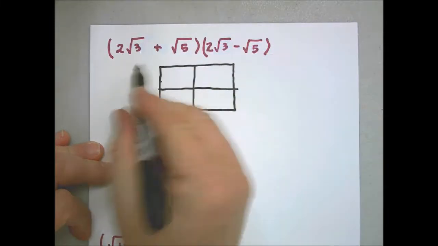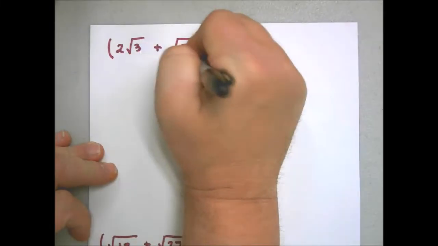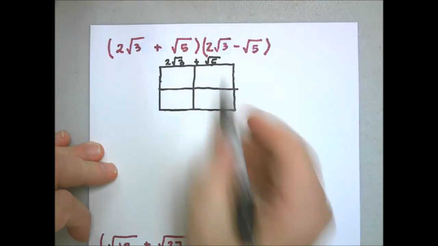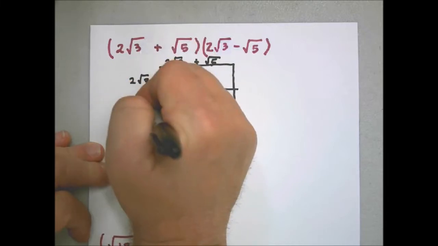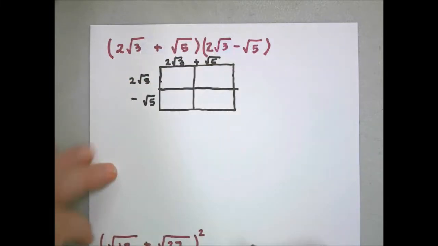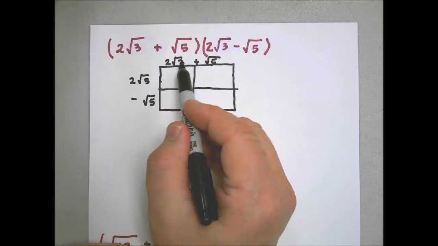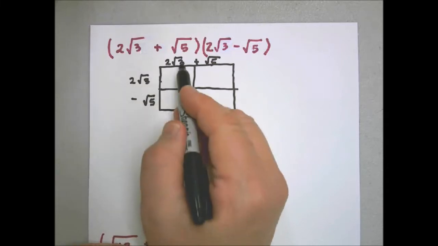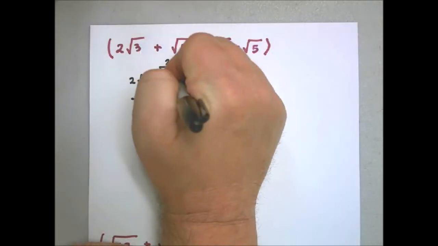So let's put 2 root 3 plus root 5 on the top, and let's put the other one, 2 root 3 minus root 5, down the side. Now let's multiply these things. What's 2 root 3 times 2 root 3? Well, really what that is, 2 times 2 is 4 times 3. So 4 times 3 is 12.